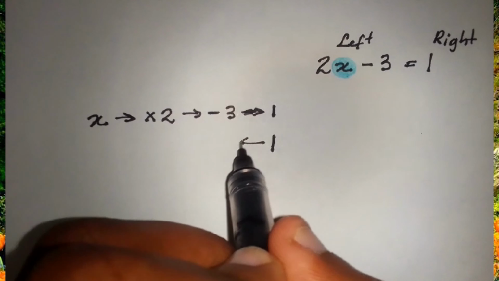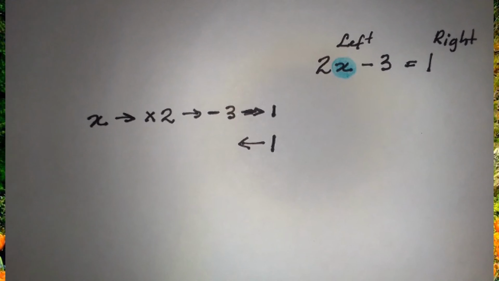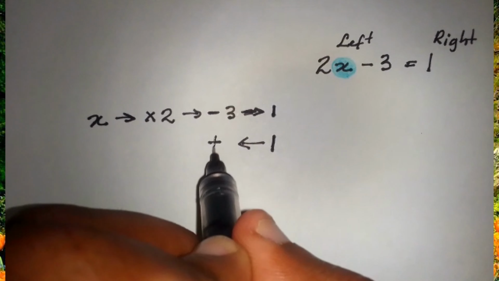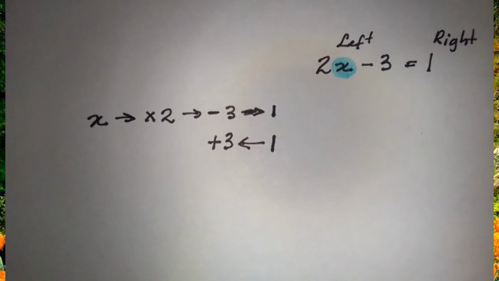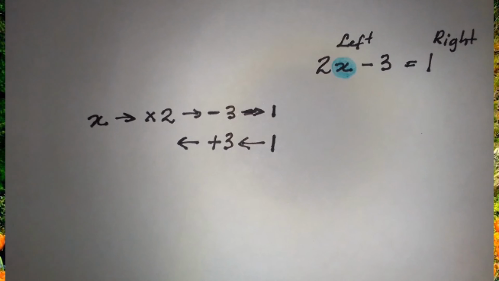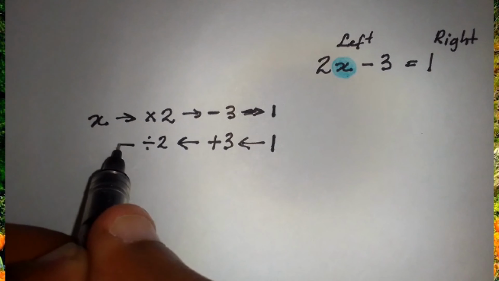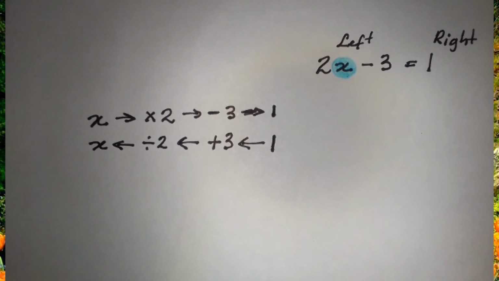So I'm starting at 1. Then I'm going to do the reverse of this step. What's the opposite of subtracting 3? I'm going to have to add 3. Then afterwards, I'm going to have to do the opposite of multiplying by 2, which is dividing by 2. And that should tell me what x is. So let us try it.